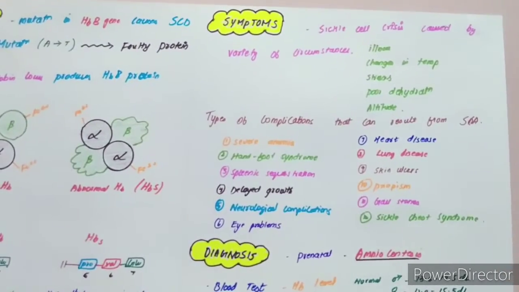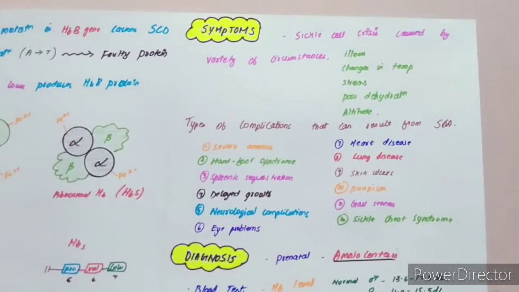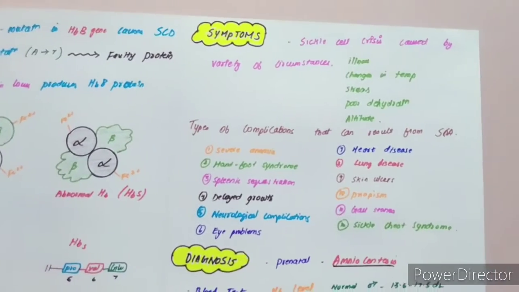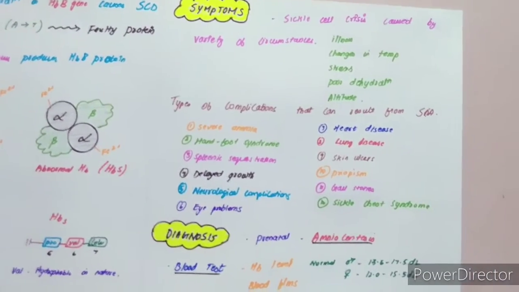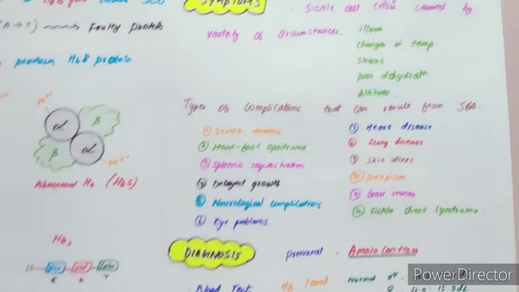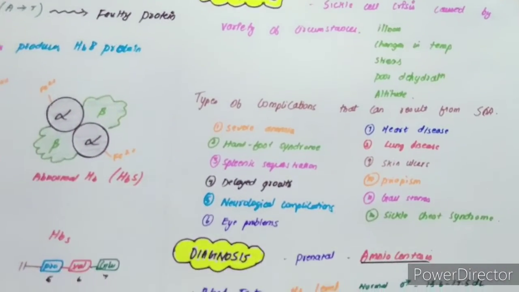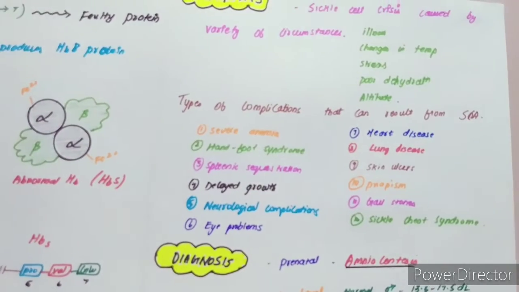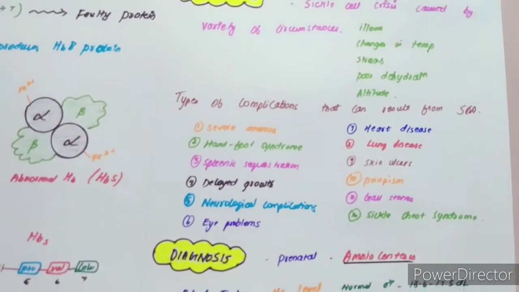Severe anemia. Anemia is the shortage of RBC. Sickle cells are easily broken. The breaking apart of RBC is called chronic hemolysis. Generally, an RBC's lifespan is up to 120 days, but sickle cells live for a maximum of 10 to 20 days.